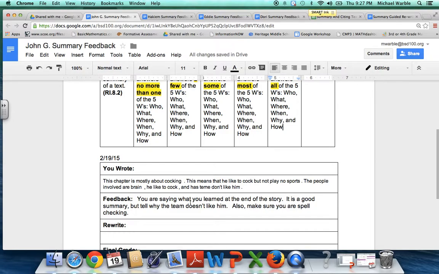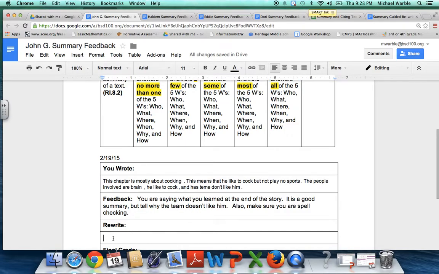So it's a good summary, but tell why the team doesn't like him, and then tell why his parents may have sent him to camp. And then you need to make sure, even if no red lines come up, you need to make sure you're checking your spelling.